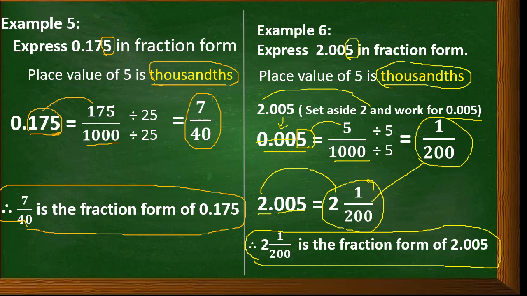All you have to remember, my dear learners, is that if the place value of the last digit is on the tenths place, the denominator of a fraction is 10. And if it is on the hundredths place, the denominator is 100. And if it is in the thousandths place, the denominator is 1000. Then do not forget, you have to reduce the fraction to its lowest term.